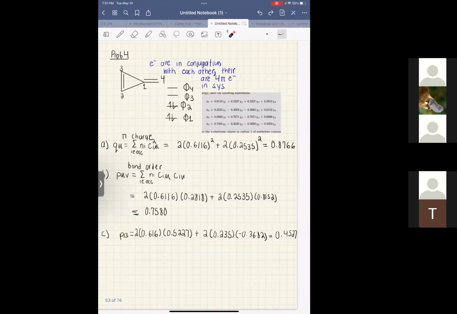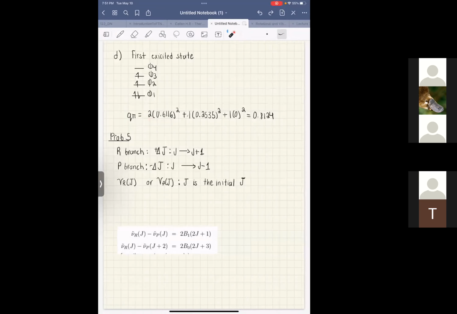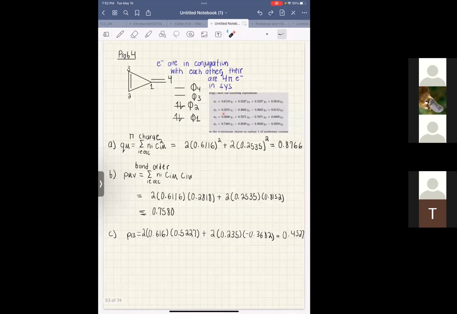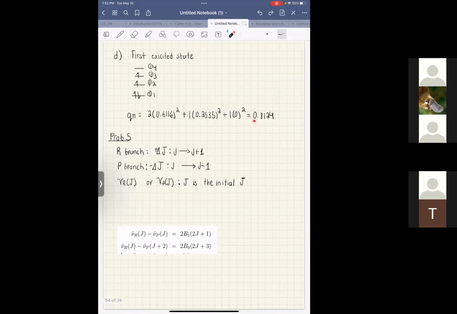So we have the same thing, 2 times the coefficient squared, plus 1, because in the excited state that orbital lost an electron, which means it has 1 electron in its orbital, so it'll be 1 times 0.2535 squared plus 1 times 0. The 0 is because for that 1 electron the third orbital has a 0.0 coefficient, and this would be equal to this answer for the pi charge for the first excited state.